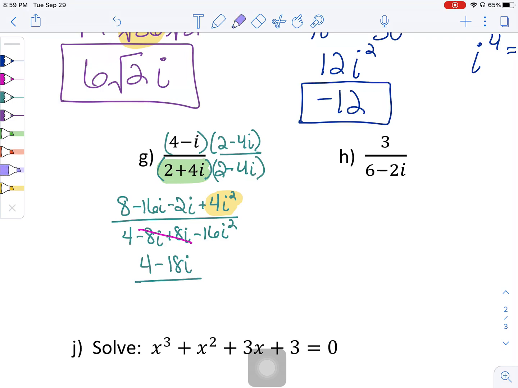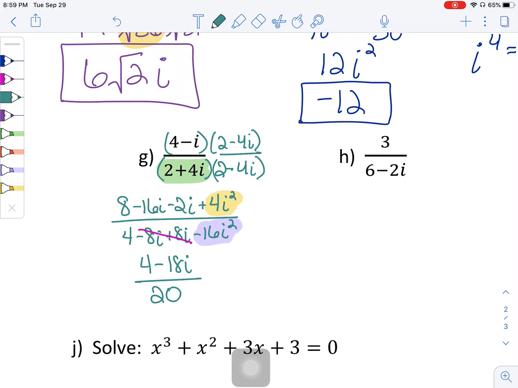I'm going to apply the same logic in the denominator. This term right here that has the i squared is negative 16i squared. So negative 16 times negative 1 is positive 16. So 4 plus 16 makes 20. And if we notice, right now we're at a position where there's no more square root in the denominator. There's no more i value there, which is what we wanted.